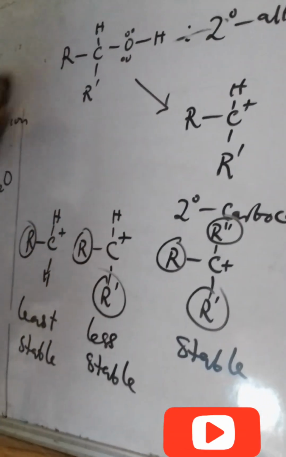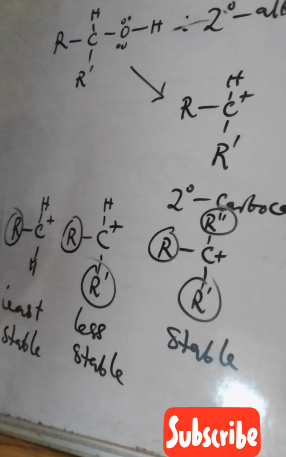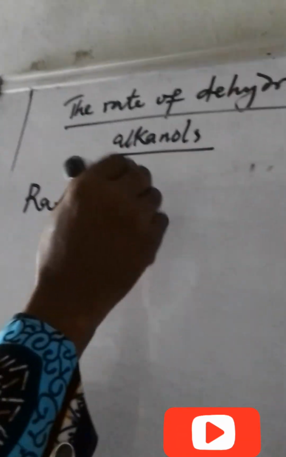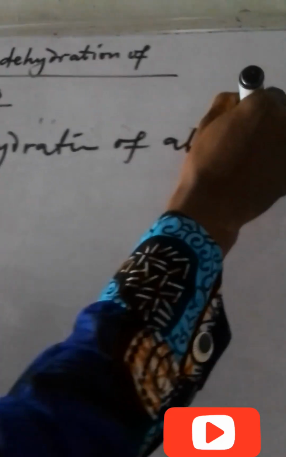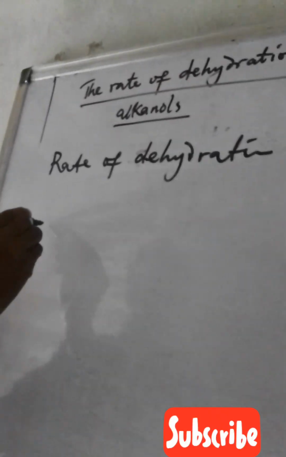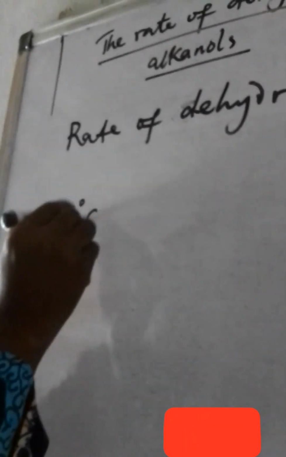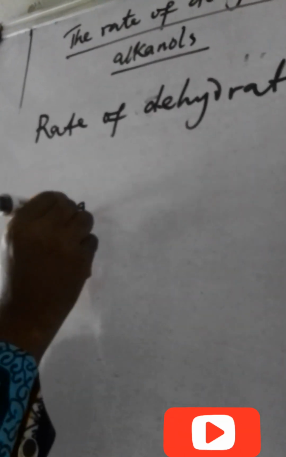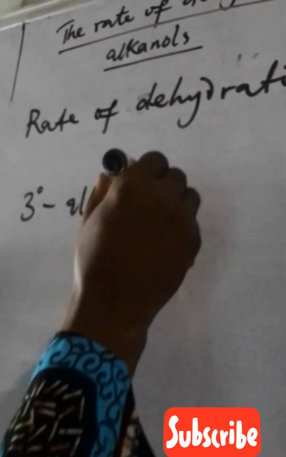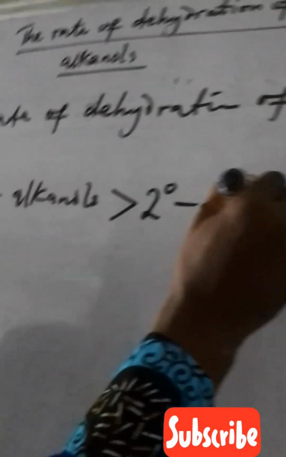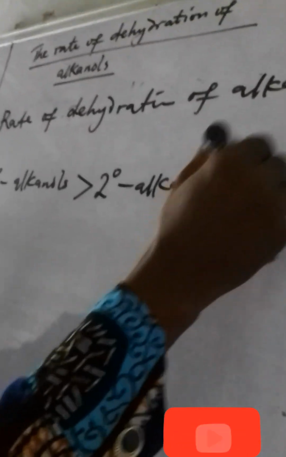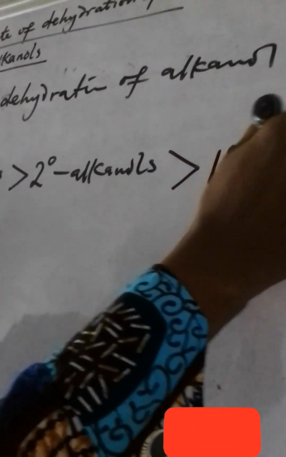Which means the rate of dehydration that we said depends on the carbocation or class of alkanol is now summarized like this. The rate of dehydration of alkanol is arranged like this. Tertiary alkanols have the highest rate, followed by secondary alkanols. And the least rate of reaction is that of primary alkanols.